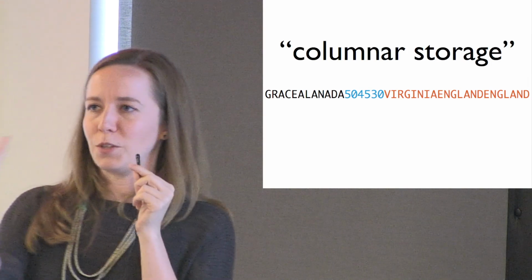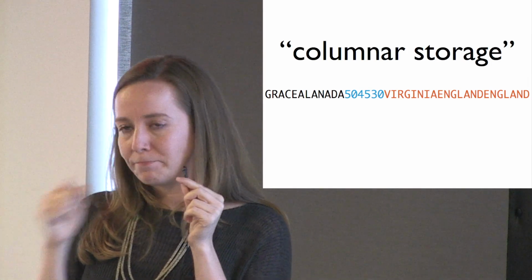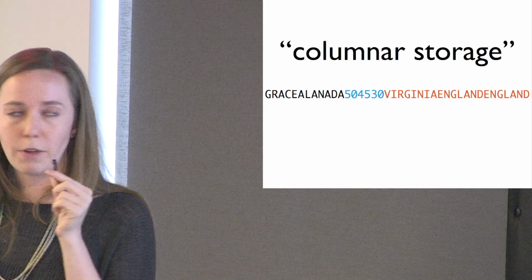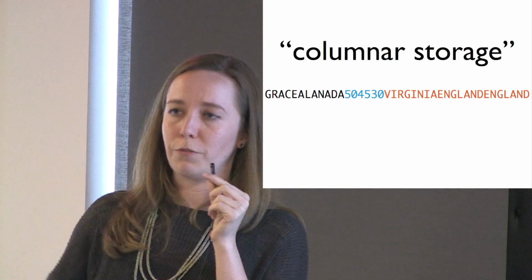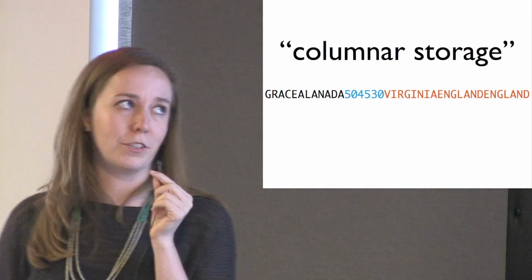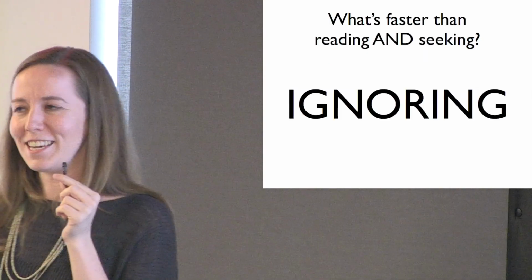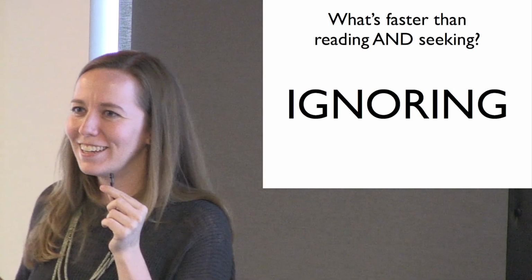And Redshift does this by storing 1 megabyte of column data at a time in what's called a block. And this has a lot of benefits, one of which is that you can do compression, right? So if your age column's all integers, then you can do integer-specific compression on it and get a lot of speed benefits there too. But what's faster than reading and seeking? Ignoring data you don't need to read, right?